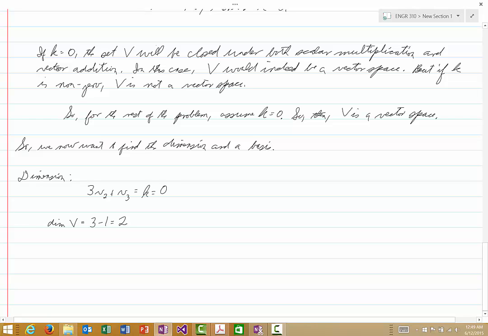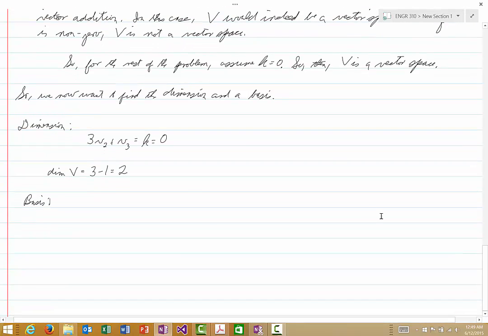And now the only other thing that we need to do is find a basis, and a basis will just be a linearly independent set of vectors that satisfy this equation, 3v2 plus v3 is equal to 0. And how many vectors are we looking for? Well, remember that the number of vectors in the basis for a vector space is equal to the dimension. So we're looking for two linearly independent vectors that satisfy 3v2 plus v3 is equal to 0. And this is very easy to find.